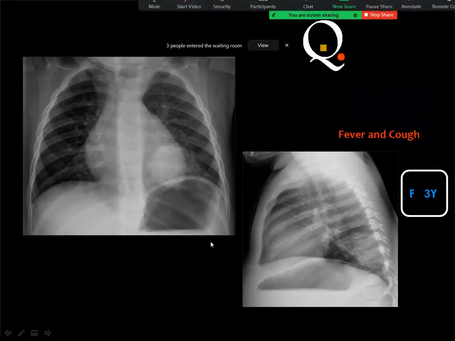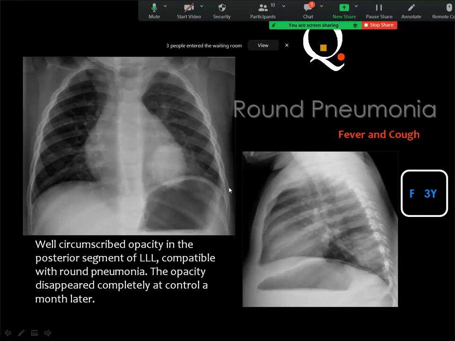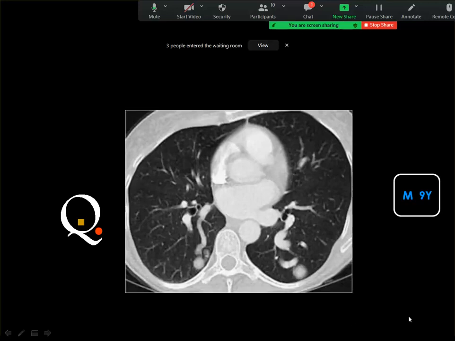Yes, this is the right answer. Round pneumonia. You get a rounded lesion in the left lung base projected posteriorly in the lateral view, and in the presence of this positive history of infection, you should diagnose the possibility of round pneumonia. 9 years old male child with bilateral pulmonary lesions.